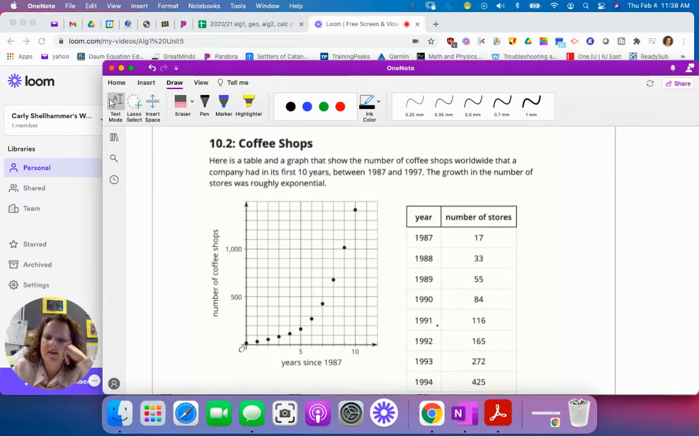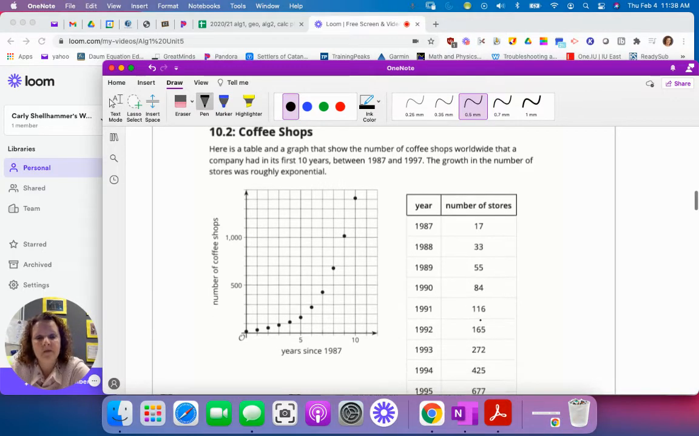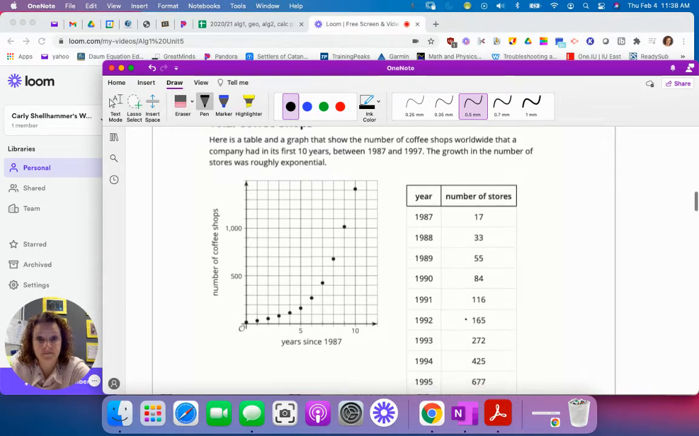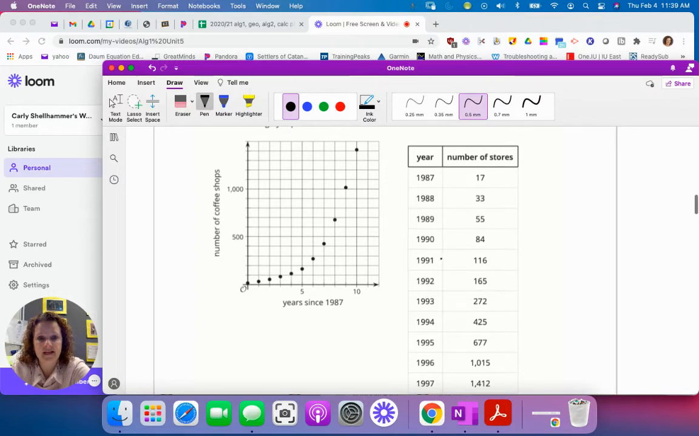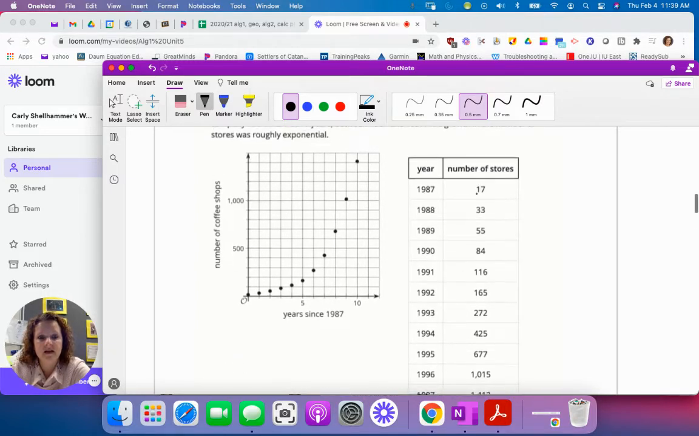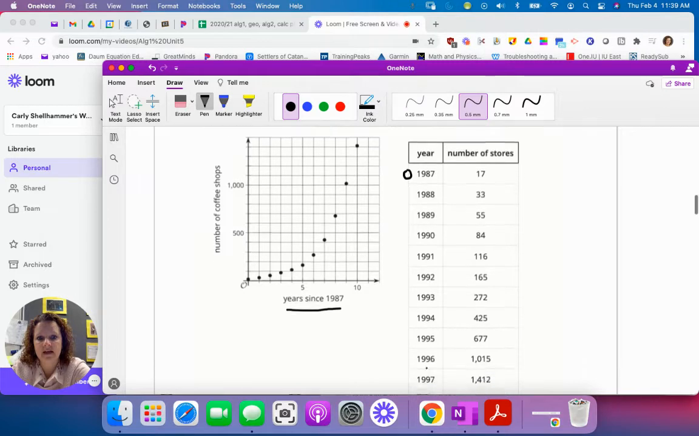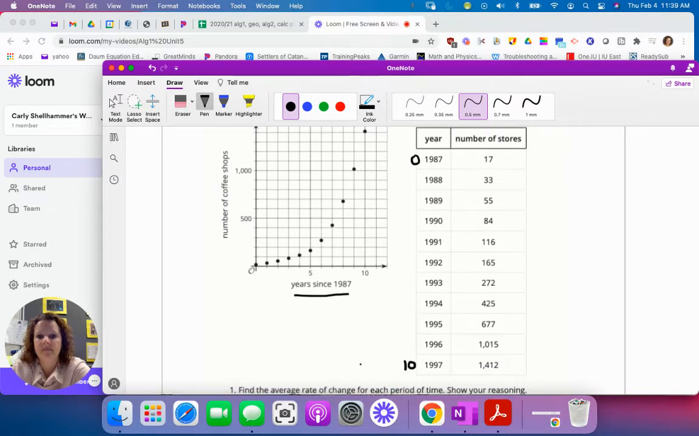Here's a table and a graph that show the number of coffee shops worldwide that a company had in its first 10 years between 1987 and 1997. The growth in the number of stores was roughly exponential. Here, they've labeled it 1987 to 97, and the number of stores is definitely growing. This is years since 1987, so this would be year 0, 1, 2, 3, 4, 5, 6, 7, 8, 9, and year 10.